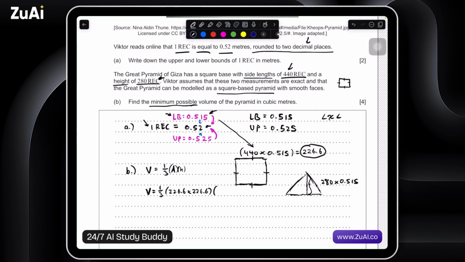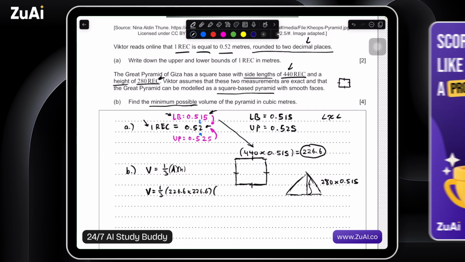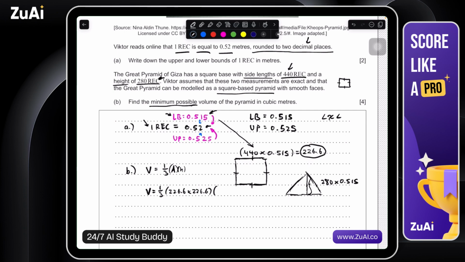Okay, 0.515 times 280 is going to be equal to 144.2. Let's keep all the accuracy as well, and let's write it out as 144.2. Okay, so it wasn't actually too bad, I suppose. And now let's just work it out on a calculator.